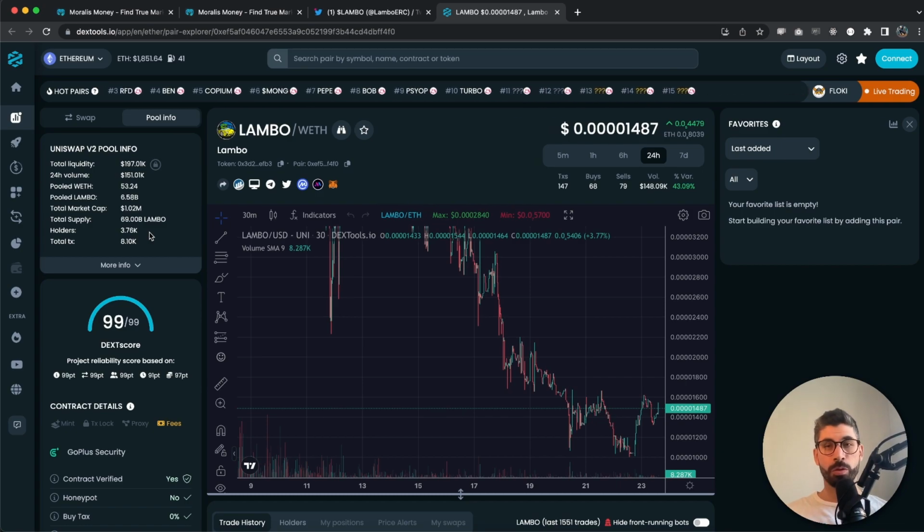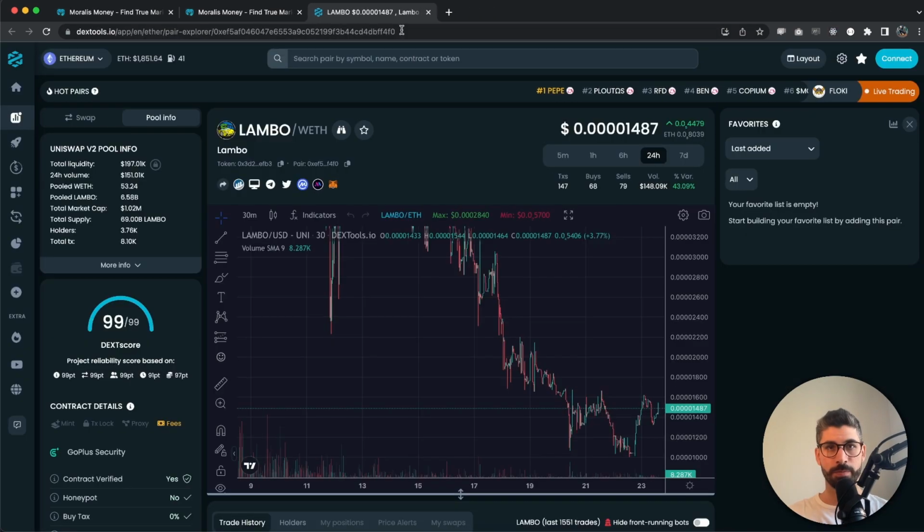For me, with new coins, I feel like when it hits above 1k holders, something starts happening, and we can see a good amount of transactions as well. So those are things I like to see.